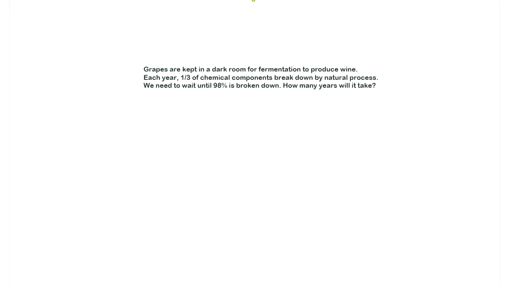Grapes are kept in a dark room for fermentation to produce wine. Each year, 1/3 of chemical compounds break down by natural process. We need to wait until 98% is broken down. How many years will it take?